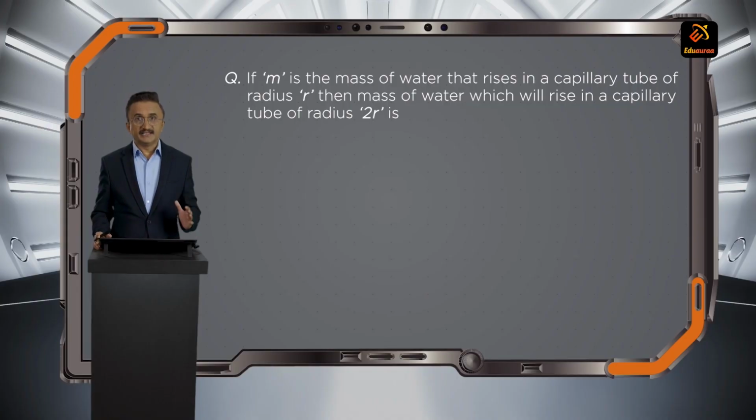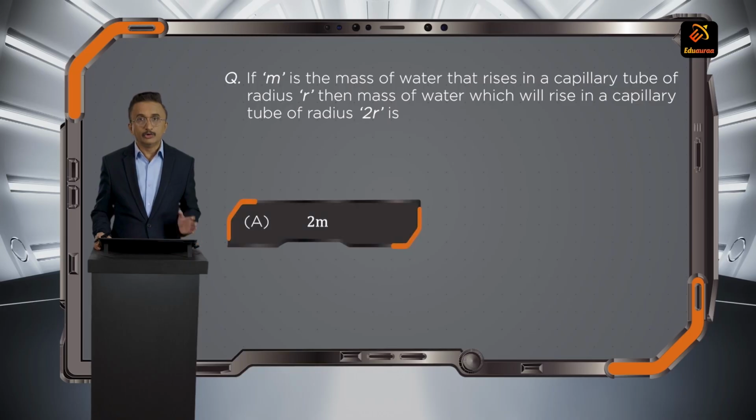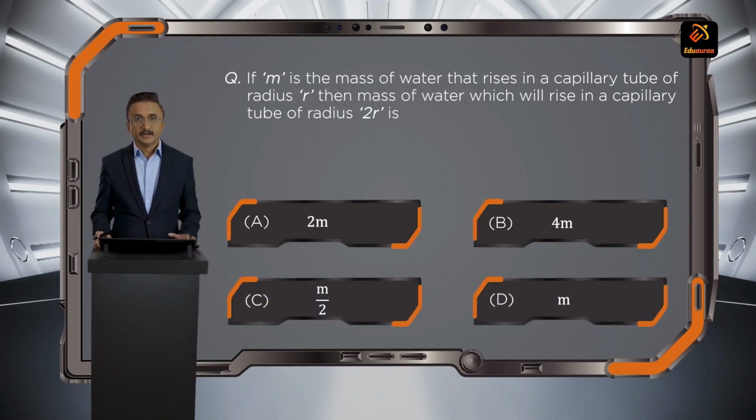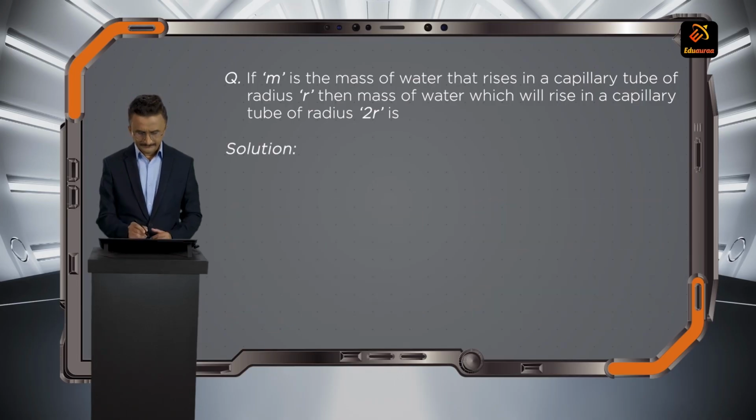If M is the mass of the water that rises in the capillary tube of radius R, the mass of water which will rise in the capillary tube of radius 2R is, and the options are option A 2M, option B 4M, option C M by 2, and option D M. It's a 2019 mains question. What is given?